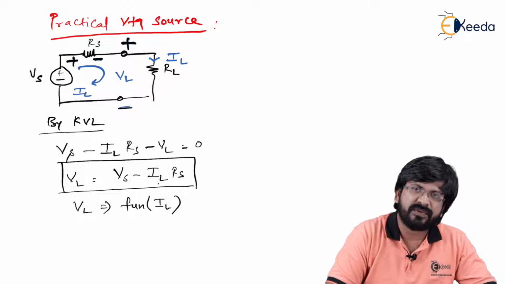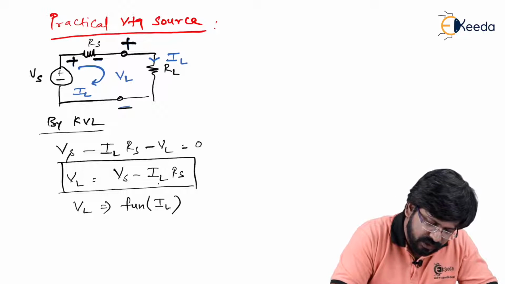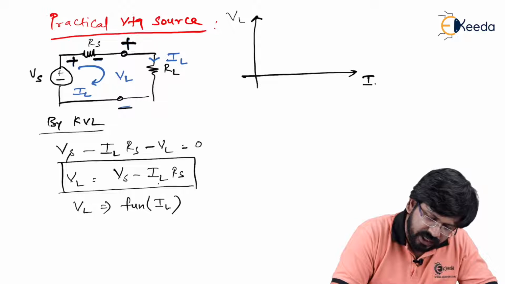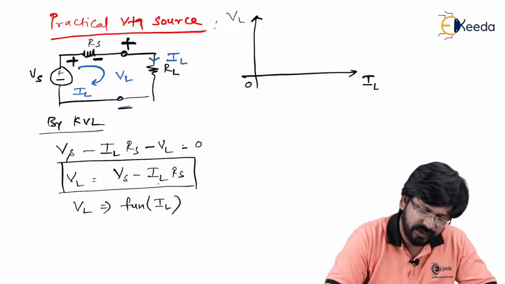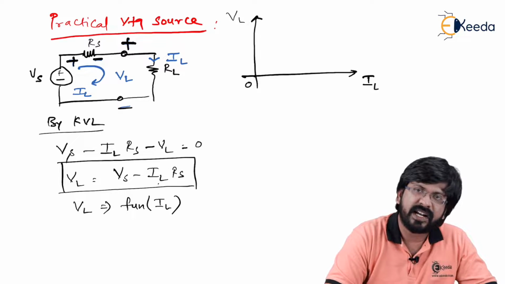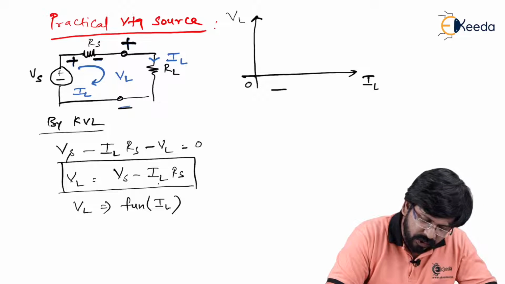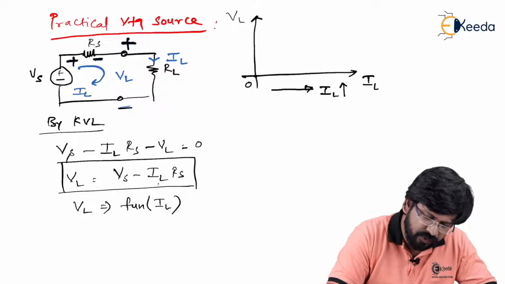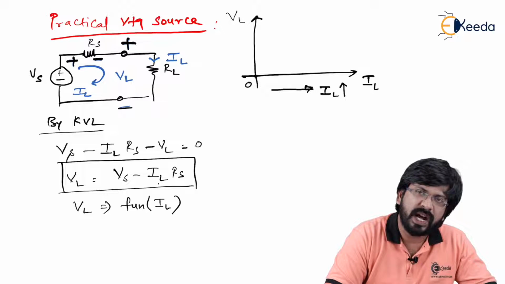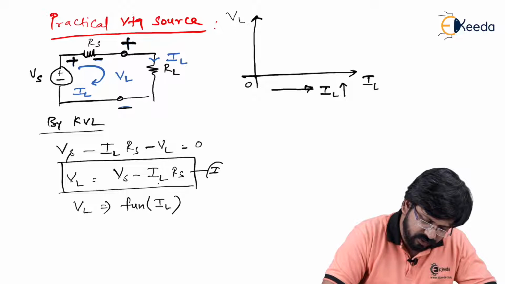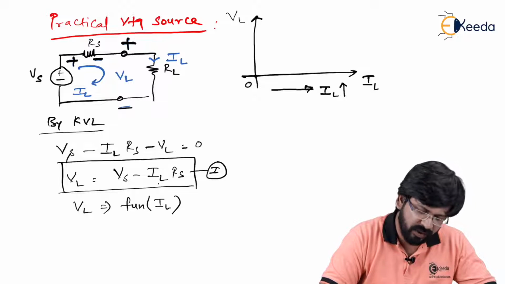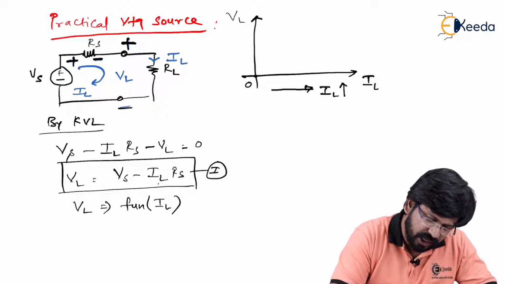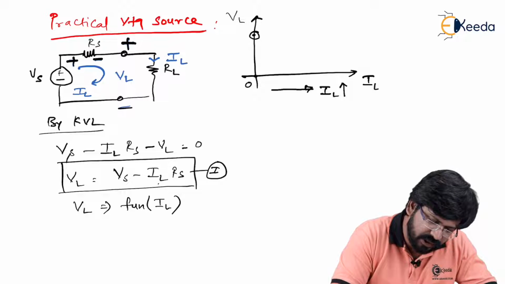So exactly what happens when it is a function of IL? We'll see. Suppose now I'm trying to plot VL versus IL. This is origin 0. So at this point IL value equals 0, and as we progress towards this side, IL value is increasing. Let us substitute IL equal to 0 in this equation, let me say this is equation 1. What do you get? VL equal to Vs, because the IL part equals 0. So VL becomes Vs. I can substitute Vs here.